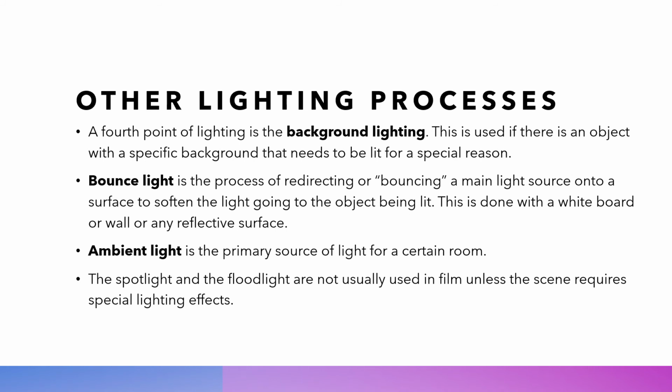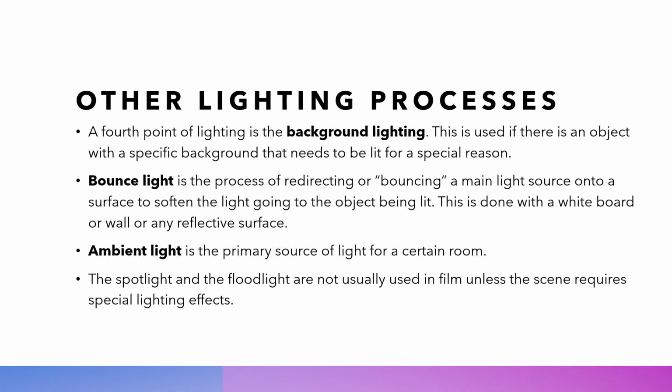A fourth point of lighting is the background lighting. This is used if there is an object with a specific background that needs to be lit for a special reason. Bounce light is the process of redirecting or bouncing a main light source onto a surface to soften the light going to the object being lit. This is done with a whiteboard or wall or any reflective surface.